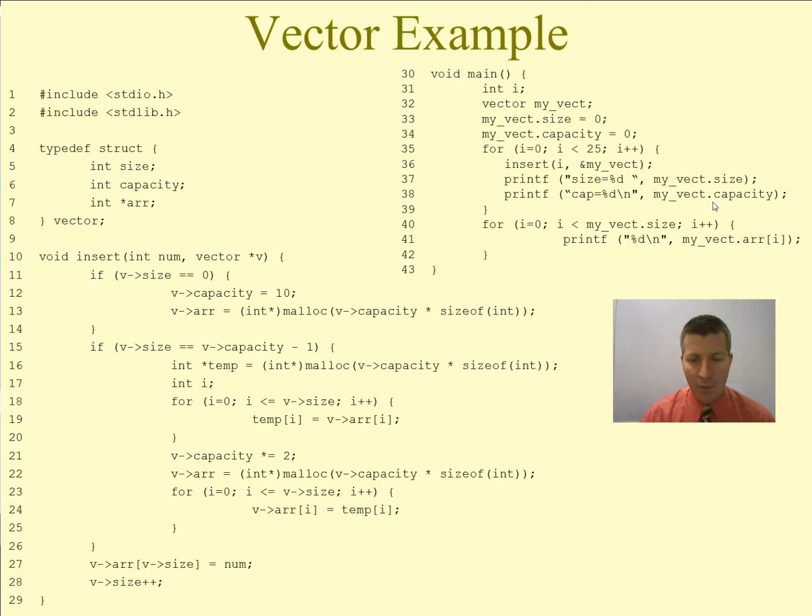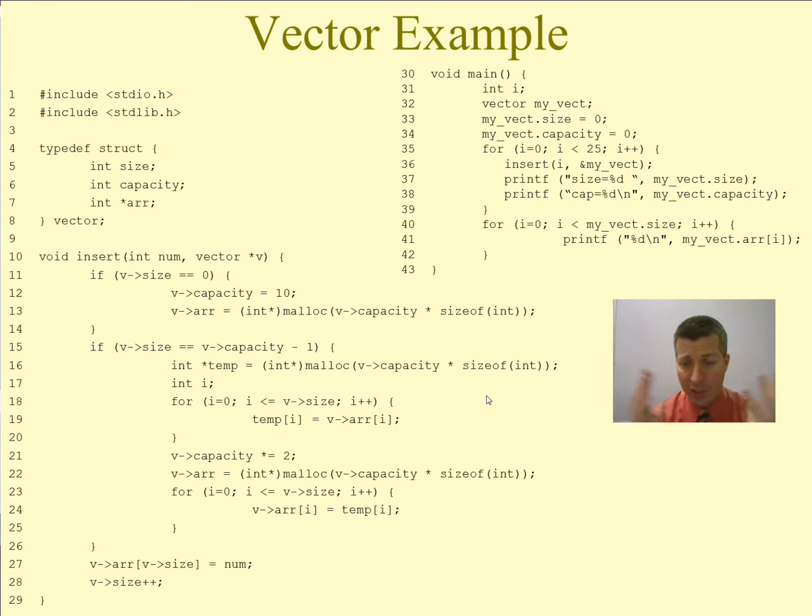When we get up to that point where we've already added nine elements, and now we're adding our tenth element, my size is going to be 9 because I'm adding my 10th one right now. My capacity being 10 minus 1 is going to be 9. Now I'm going to get inside of this. Now what am I doing in here?